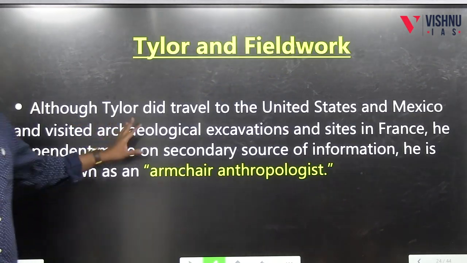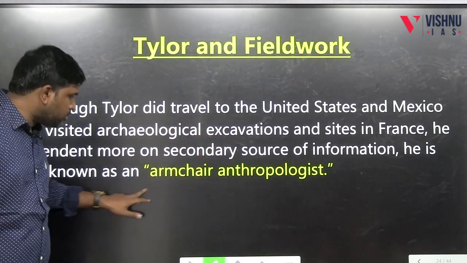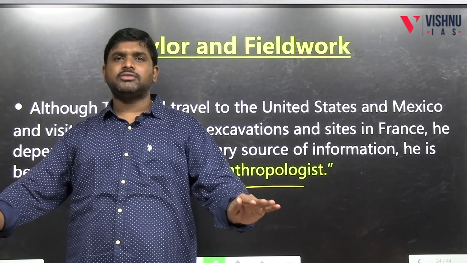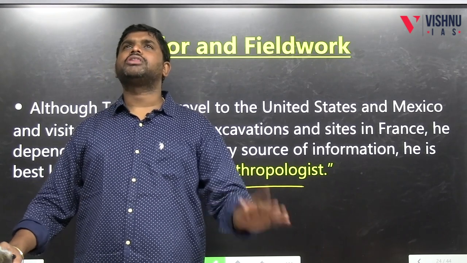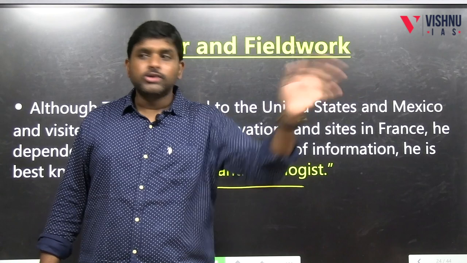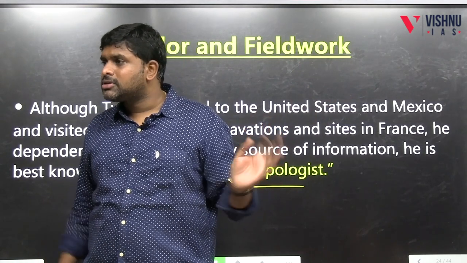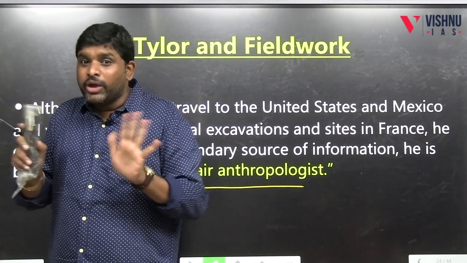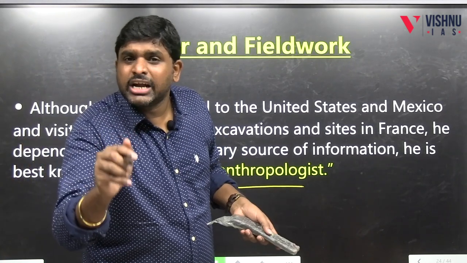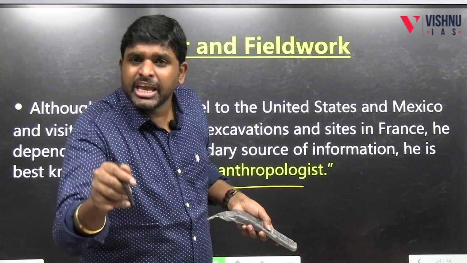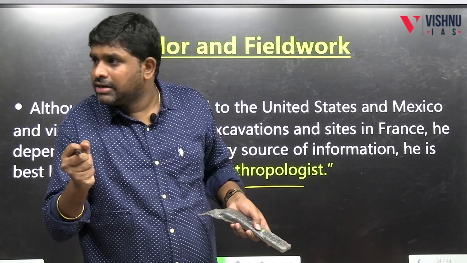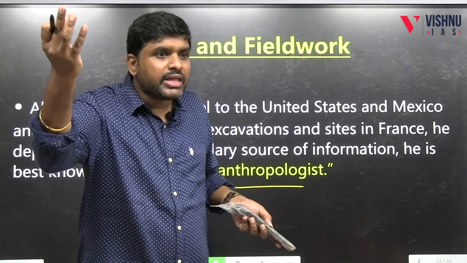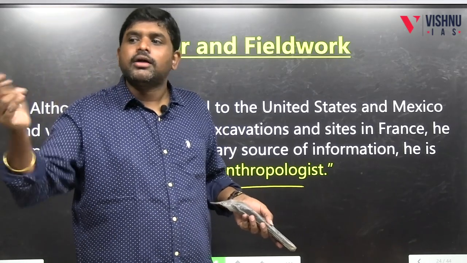Psychological. Taylor and field work. He did not do any field work. He is what? Armchair anthropologist. Means what? He used to sit and he used to think. Armchair will be there, no? He used to sit, he used to think, and he used to give the theories. So, he is called as armchair anthropologist. How soul will go, whether he saw? So, he didn't do any field work. Field work means going to that community, staying with them, studying them is called as field work. But this person, nowhere he went, but he gave the theories. Hence, it is called as what?